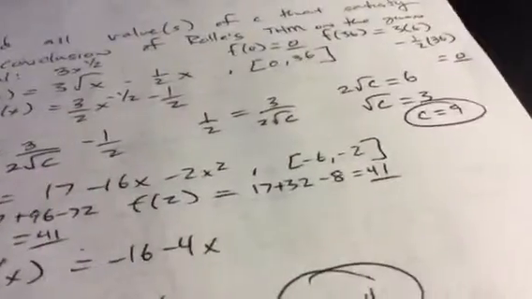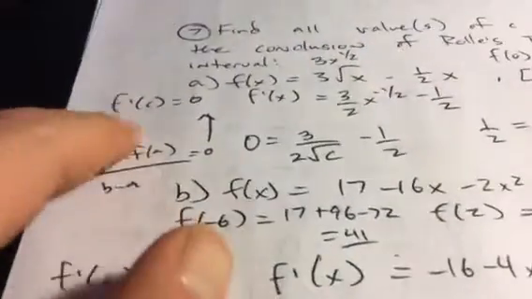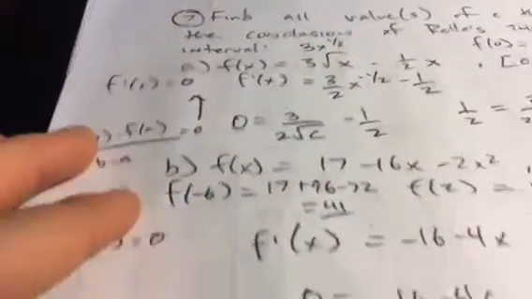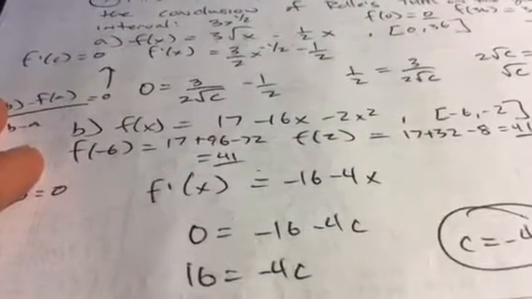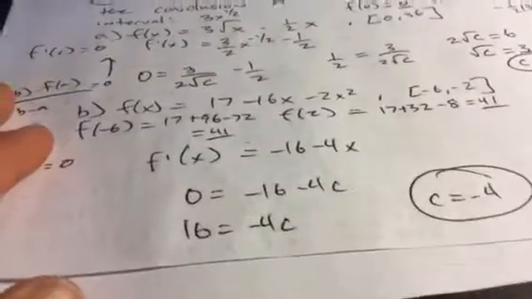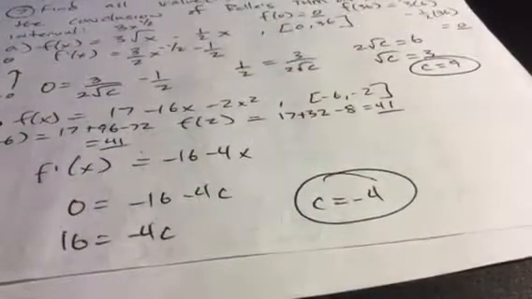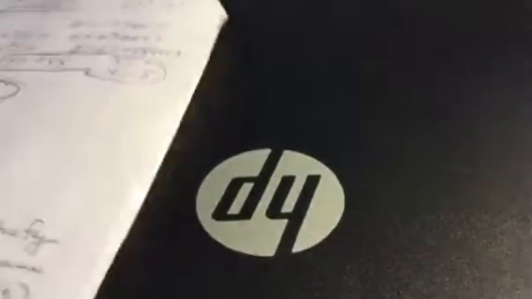Just make sure that f of negative 6 is equal to f of negative 2. And we get 41 and 41. Very good. Because you'd have 41 minus 41, you'd get 0. So the slope there would be 0. That means simply set your derivative right there, and I'm just plugging c in for x. Set it equal to 0. And you get c equals negative 4, which fits perfectly in that interval. All right, so those questions shouldn't be that bad.